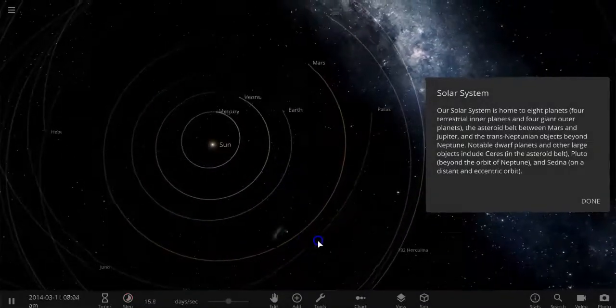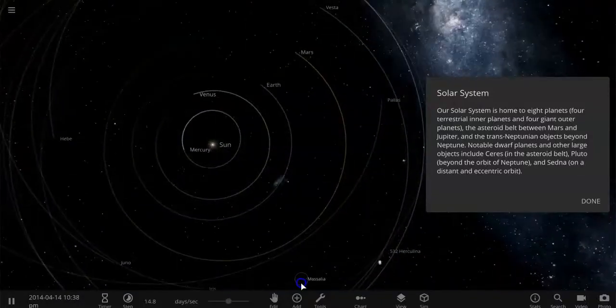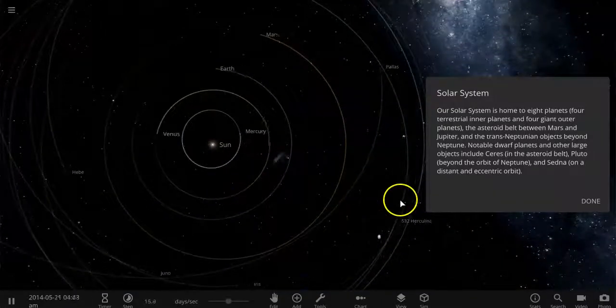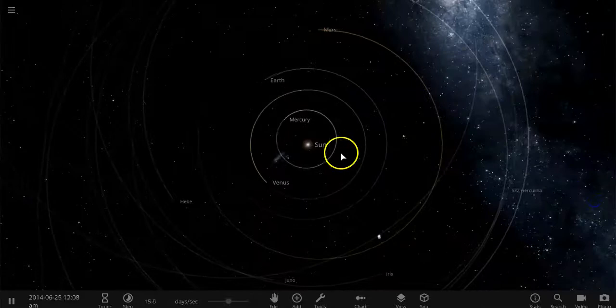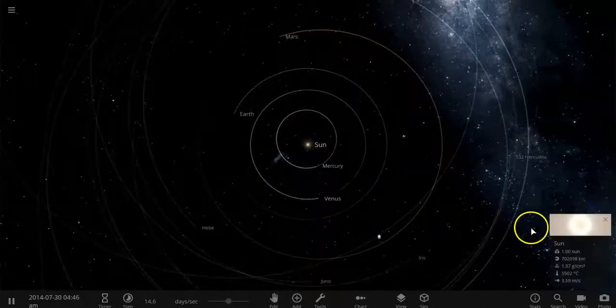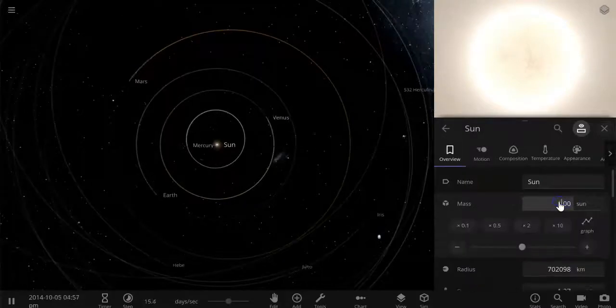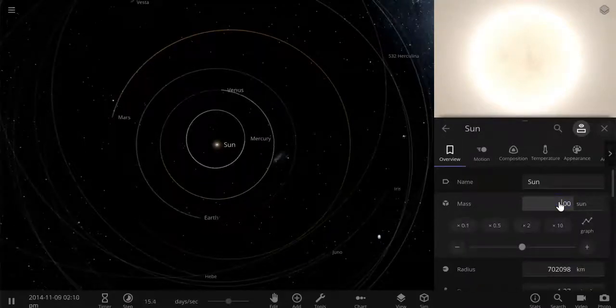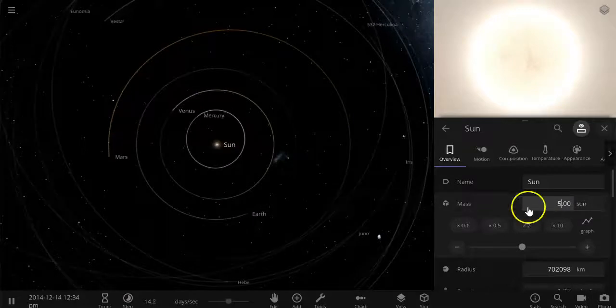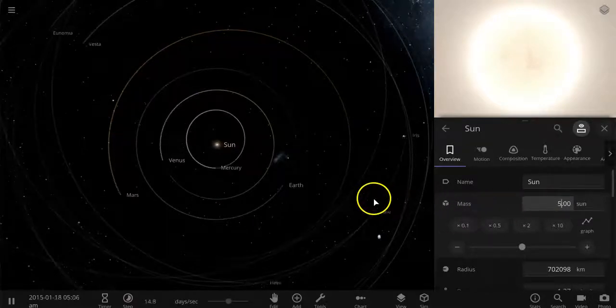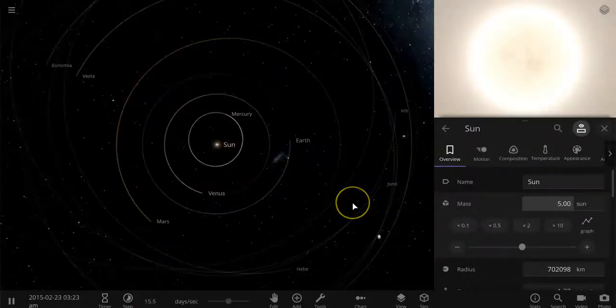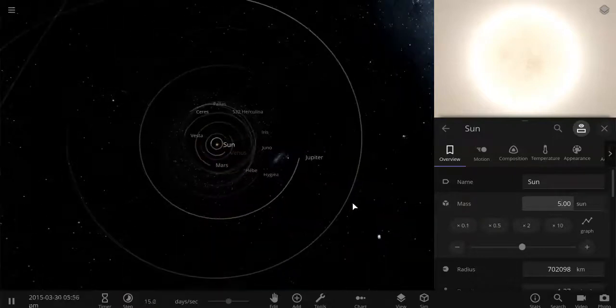Okay, so sun is equal to 1. I'm going to get it so that we can see it. And let's take it up to 5 times. So let's do 5 times the size of our original sun. Okay, so I'm going to press enter and watch carefully what happens.